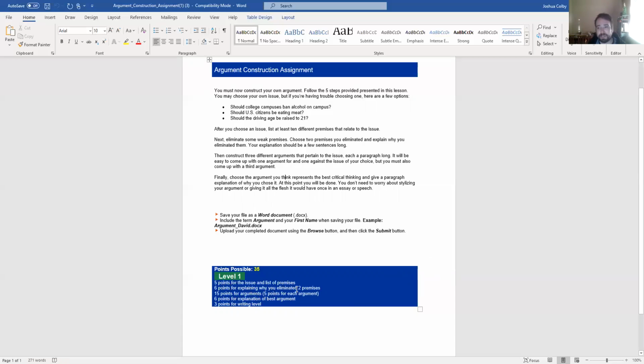6 points for explaining why you eliminated 2 premises. A few sentences in your explanation is fine. 15 points for your argument, so 5 points per paragraph. Please use third person point of view, no first person, I, me, my statements, no second person, you, your statements. Avoid first person narrational evidence. It is always subjective. Bring in research components, use intelligent reasoning here. Third person objective arguments. And then 6 points for your explanation of your best arguments, and then 3 points for your overall writing level. That is the actual assignment prompt.